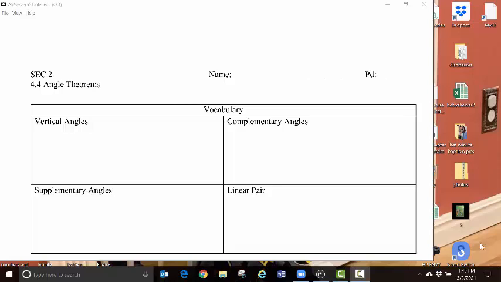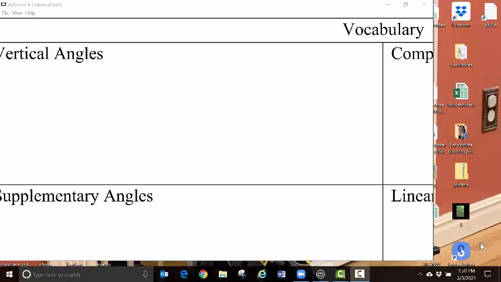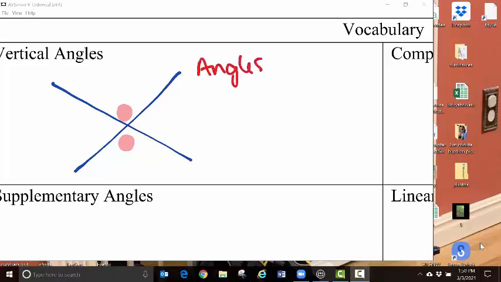Our Canvas page. All right, the first set of words is vertical angles. If you have two angles that cross like this, it's the angles across here and here. Those are vertical angles, angles that are opposite each other.